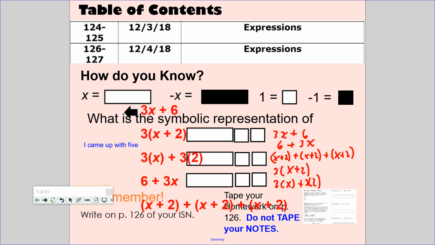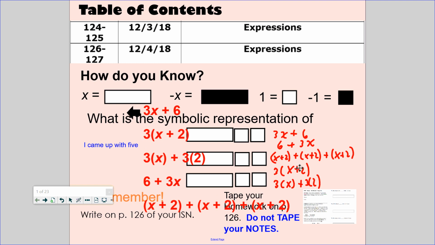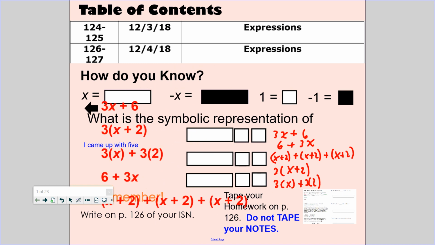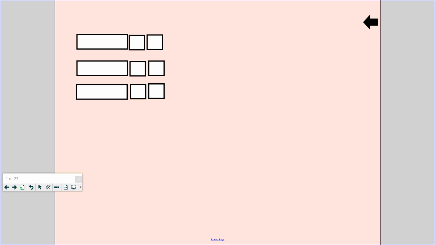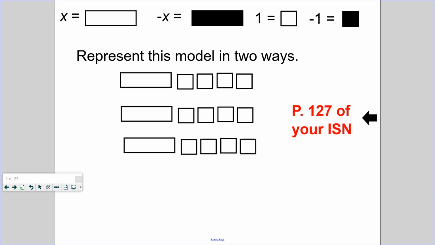So 3x plus 6, check. 3 groups of x plus 2, check. 3 groups of x plus 3 groups of 2, check. 6 plus 3x and x plus 2, hey, I got all of them. Sweet. So let's try it again. Another one. Can you represent this? Can you come up with 5 ways?